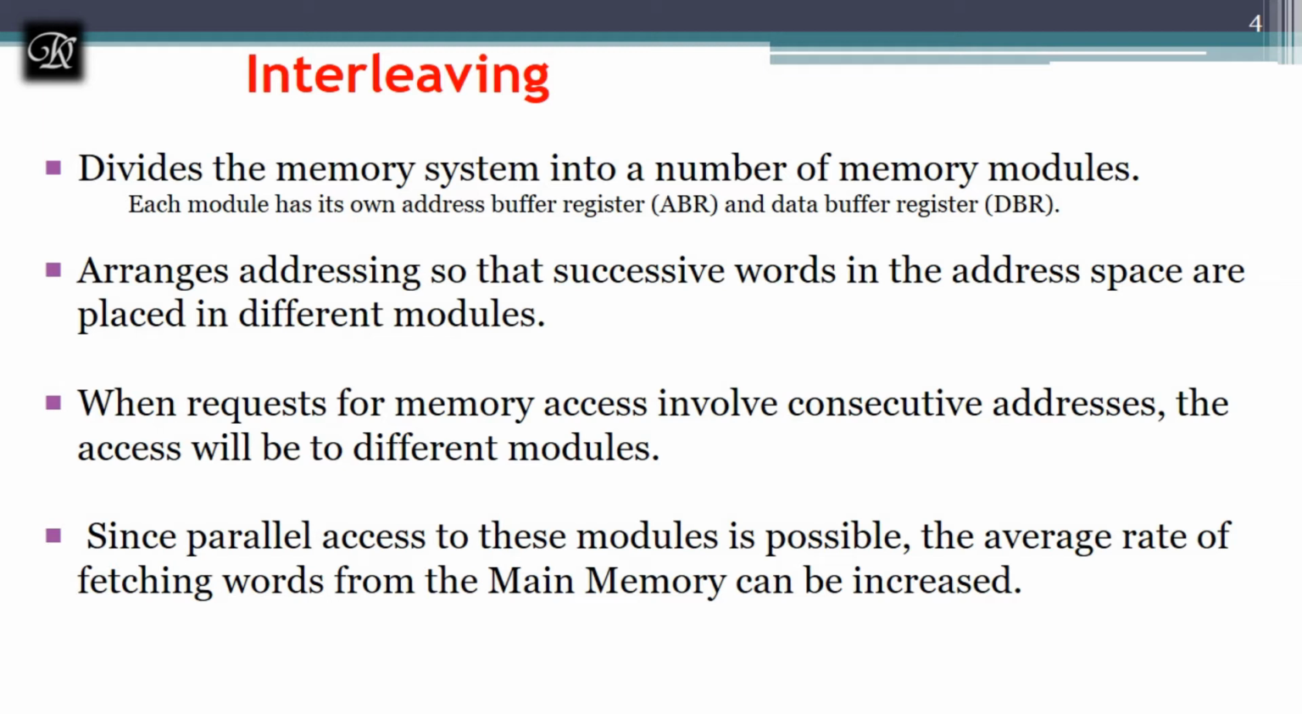That is what arranging the addresses means: successive words in the address space are placed in different modules so that they can be accessed in parallel. When a request for memory access involves consecutive addresses, the access will be to different modules. So when I access consecutive addresses, the system will be accessing consecutive, different modules, so that the task can be done in parallel. Since parallel access to these modules is possible, of course it's going to increase the performance of the computer. We'll see what interleaving techniques are proposed.